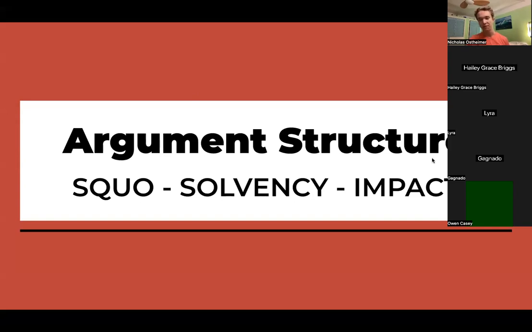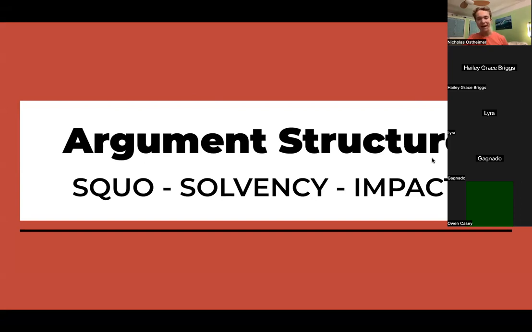Now moving on to solvency. This is where you talk specifically about the legislation and the bill and what it does to change the status quo. If you are an affirmation speaker, you will always argue this makes the status quo better. This solves a problem in the status quo. If you are a negation speaker, you're going to say this gets rid of something good in the status quo. This adds a problem to the status quo.